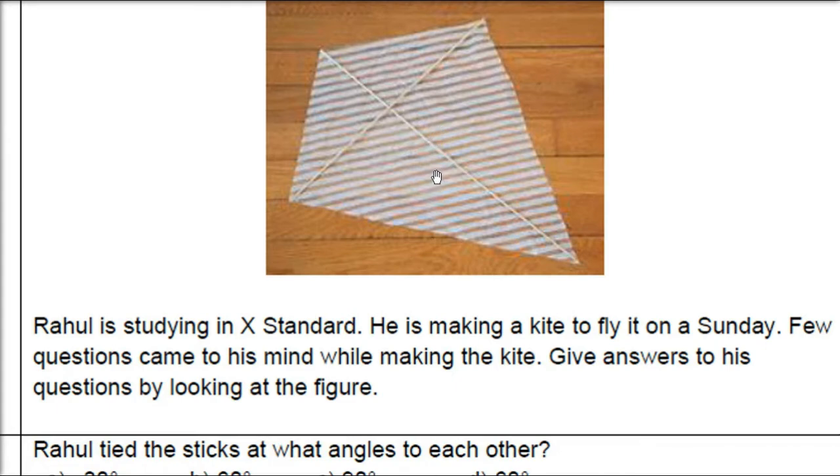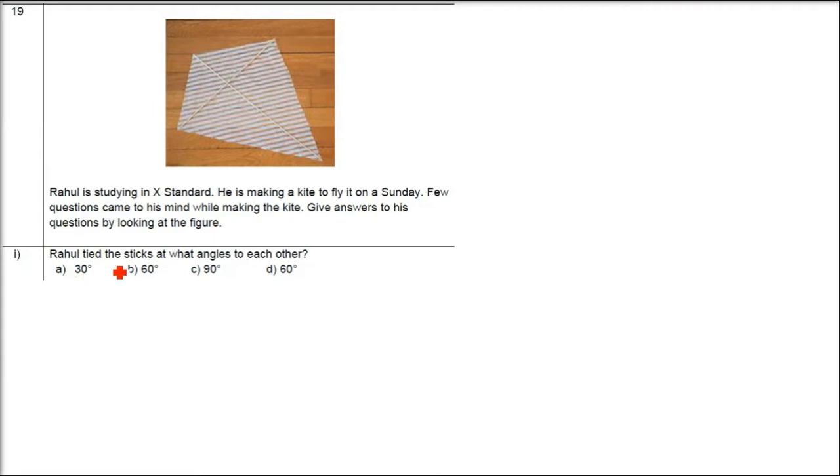A few questions came to his mind while making the kite. Give answers to his questions while looking at the figure. So you need to know certain formulas, certain relationships of this kite. Rahul tied the sticks at what angle to each other? It's mandatory to make a kite. These diagonals, or the sticks, have to be at 90 degrees. So this is how we make it.